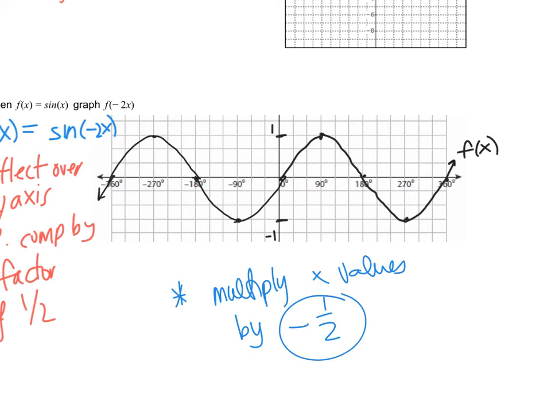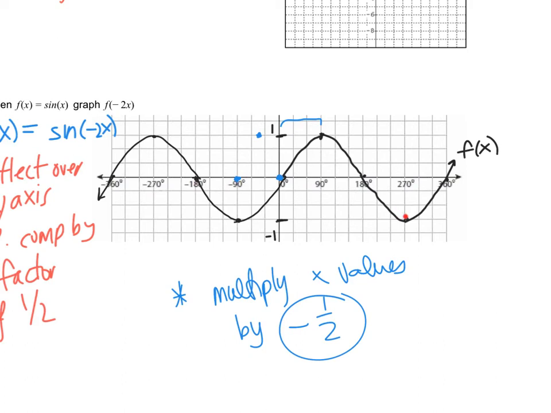So the point that's at the origin, that's not going anywhere. The point that is at 90, 1, it's now going to be half the distance. Originally, it's 90 degrees away. It's now going to be 45 degrees away, but on the negative side because of the reflection. So it's actually going to end up on the left side. The point that's at 180, 0, right over here. When I multiply 180, which is the x-coordinate, by negative 1/2, I get negative 90. So that gets reflected and compressed right over here.